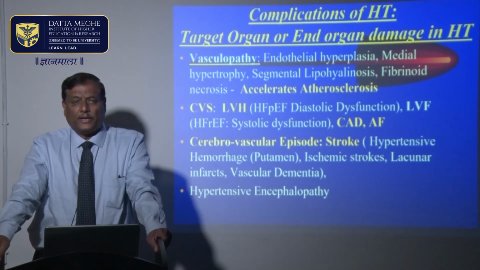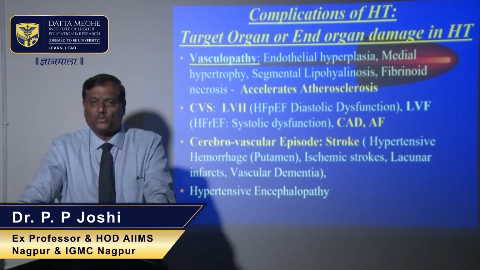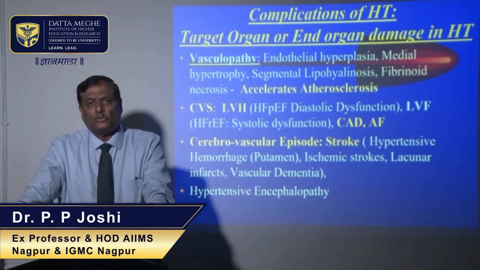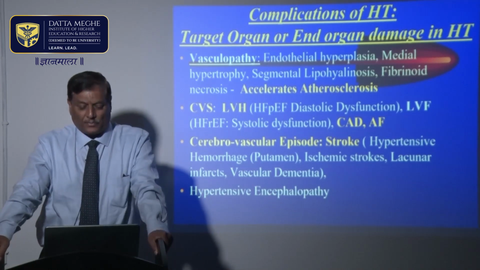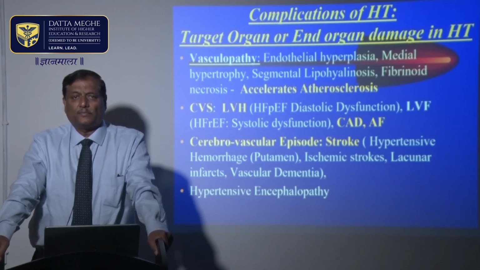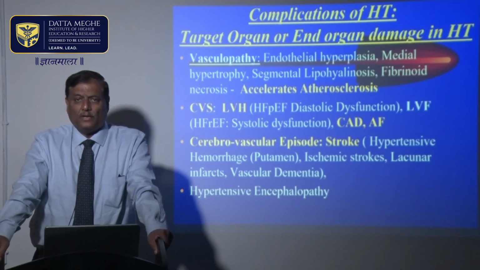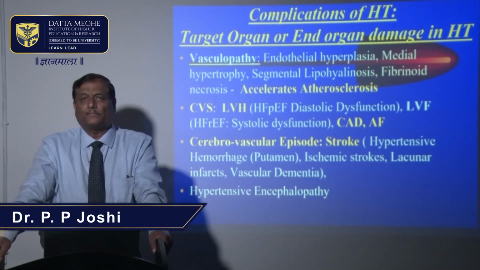In the brain, it can cause strokes, cerebrovascular episodes. If you look at the risk factors for hemorrhagic stroke, the most important risk factor is hypertension. Ischemic strokes also can occur in patients who have hypertension. Lacunar infarcts and vascular dementia are other complications which can occur in the brain.